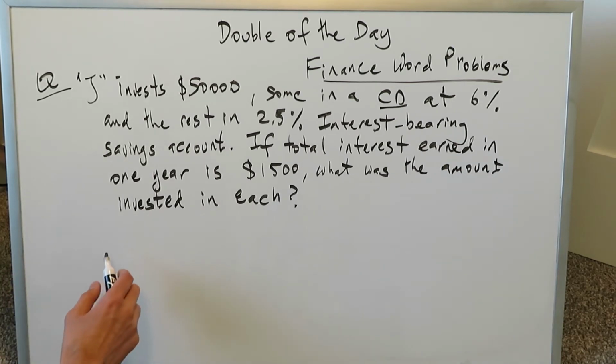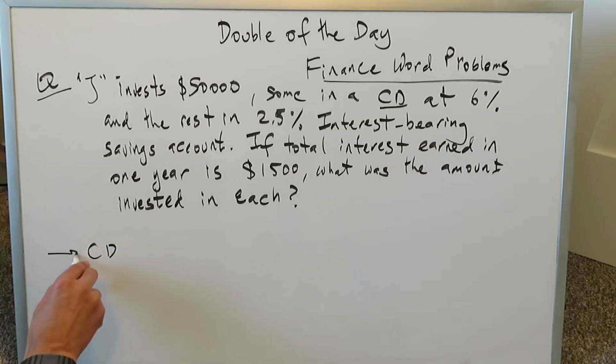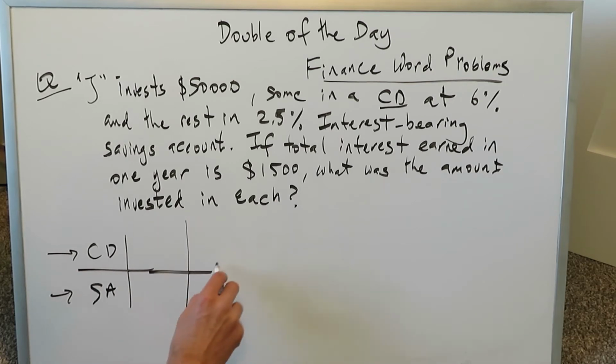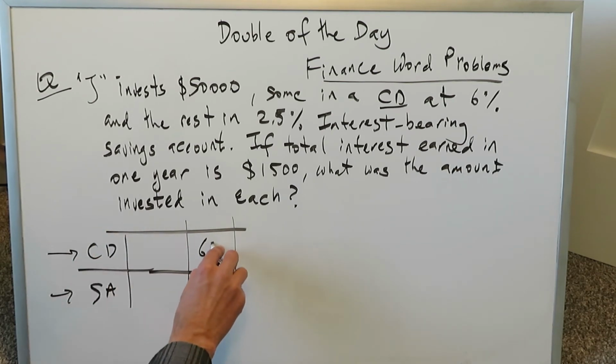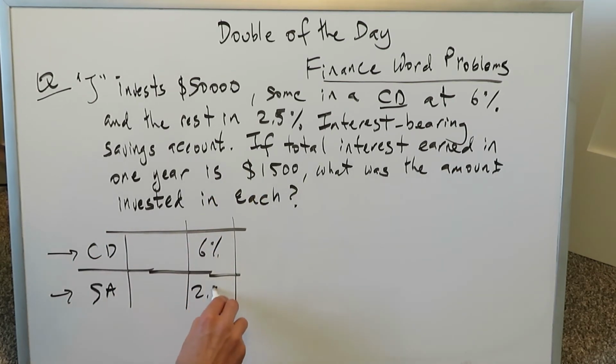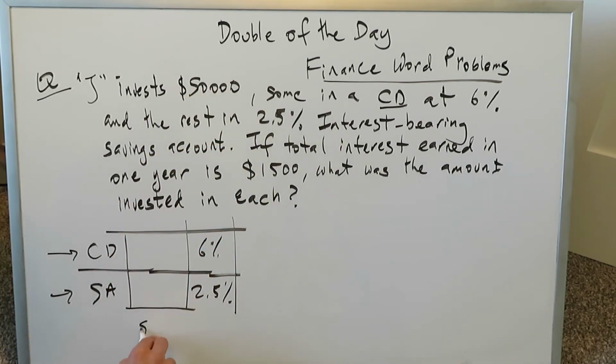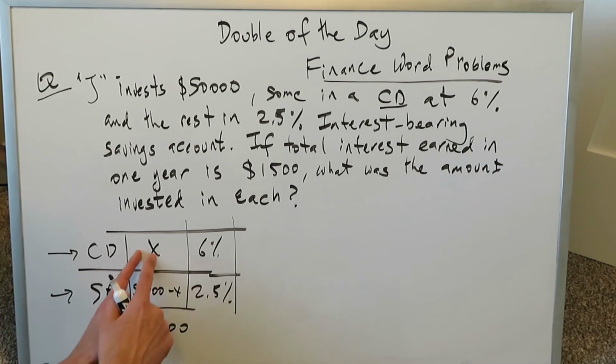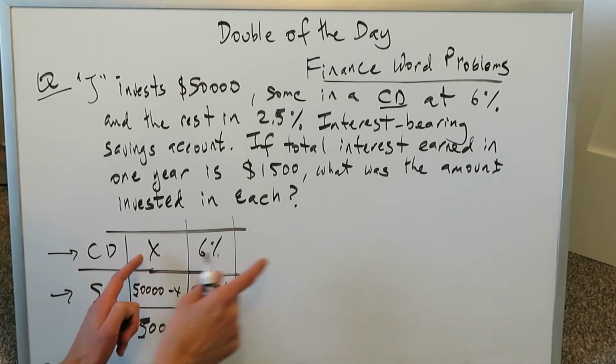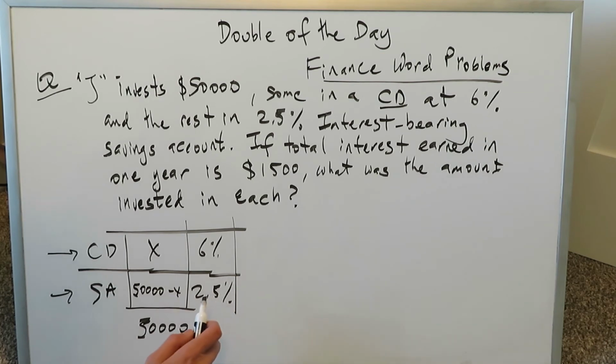How do you go about doing this type of question? Well, we know we have two types of items here. We have a CD and we have a savings account, which I abbreviate as SA. We need to know how much was invested in each. But we do know that in terms of the interest earned, the CD is generating 6% interest. The savings account is generating 2.5% interest over the year. We have a total number here, 50,000. That 50,000 has to be separated into two numbers algebraically. If one number is x, the other one must be 50,000 minus x. And it's always, in these type of questions, the amount multiplied by the interest rate is equal to the interest earned. And that right there generates your equation.